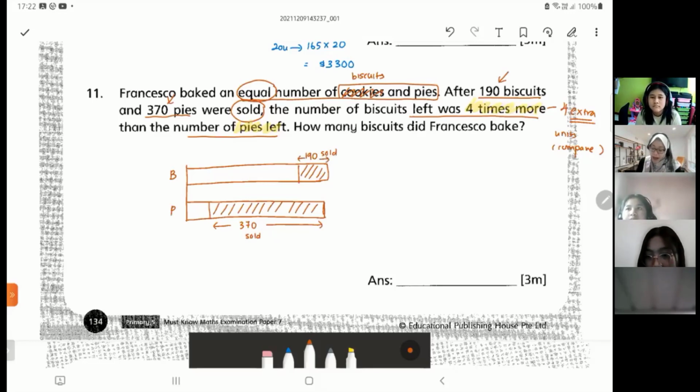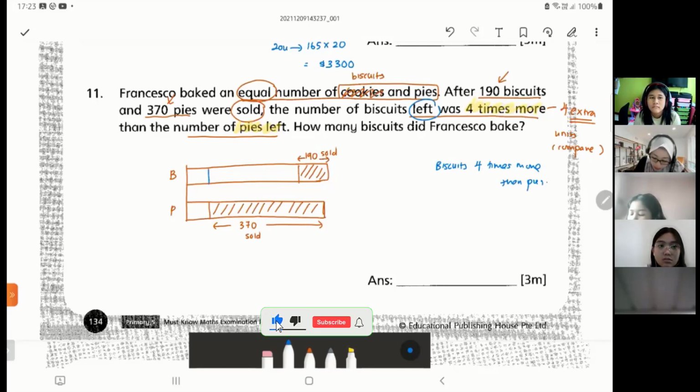Okay, now we have to indicate the one that is blank, not shaded, is the leftover. The biscuits is 4 times more than the pies. Biscuits, 4 times more than pies. Okay, so when I compare, I will have 4 units in extra. Like this.